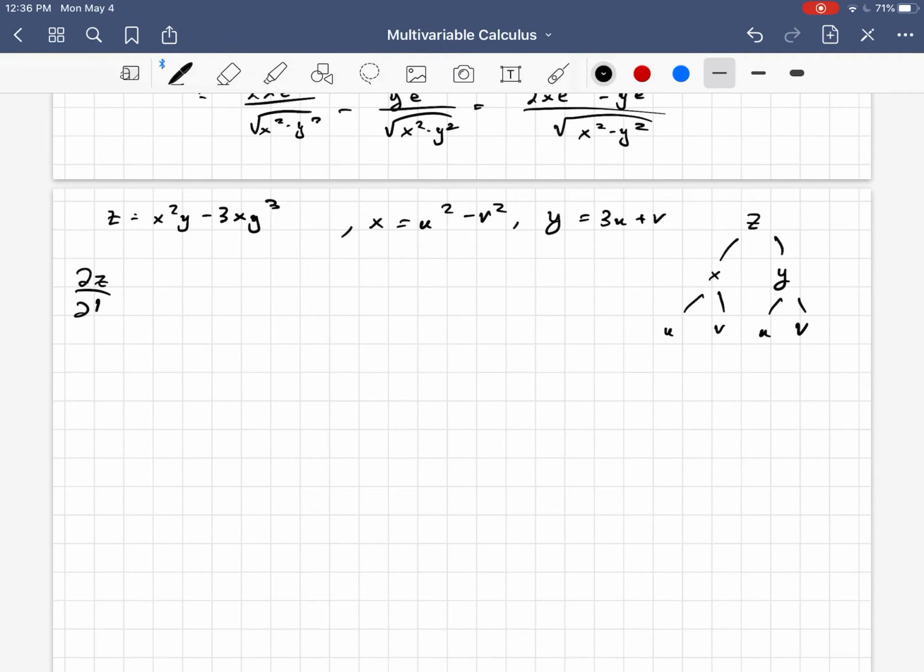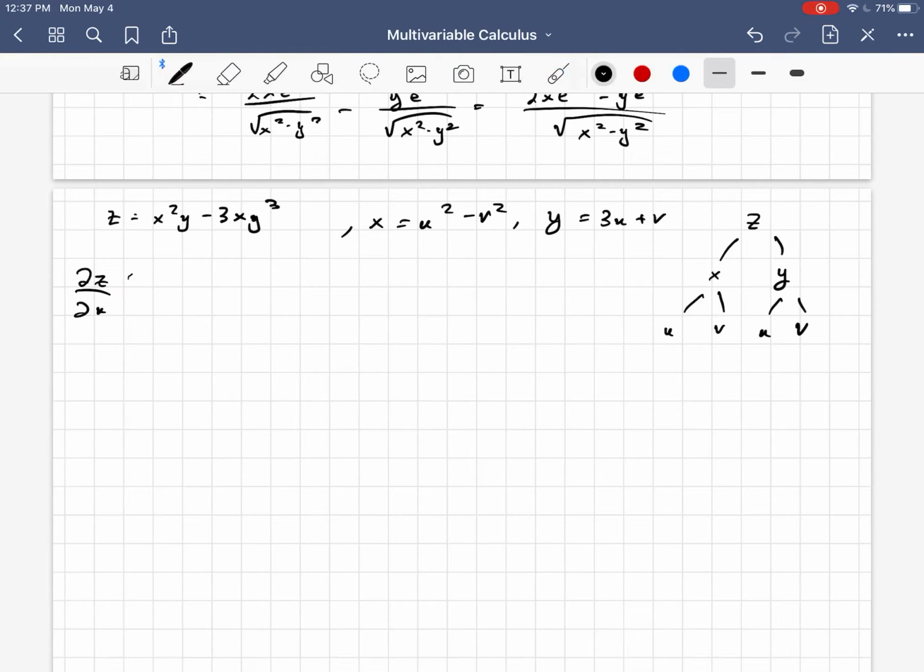So partial z, and they are indeed partials here, they're not normal derivatives, because here we have two innermost dependent variables, and those would be u and v. They're at the bottom of this tree. And the ones at the bottom of this tree are always your innermost dependent variables.